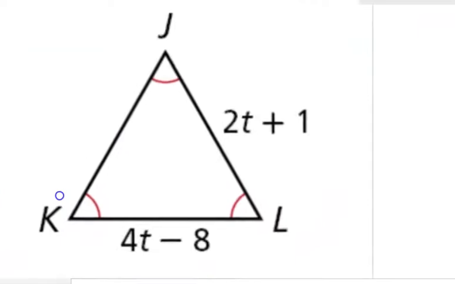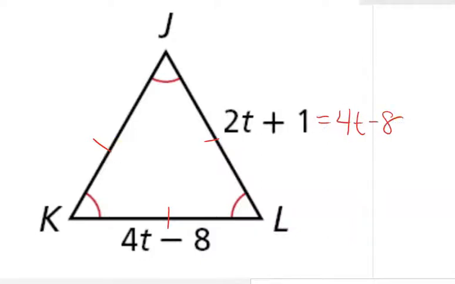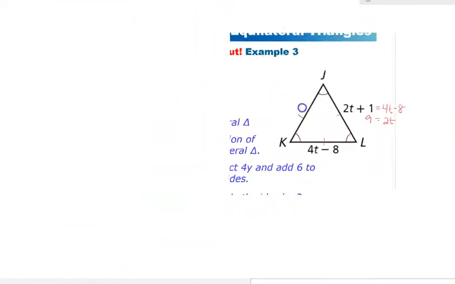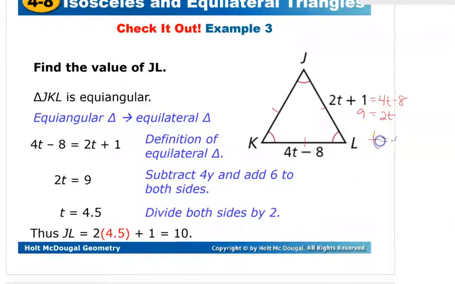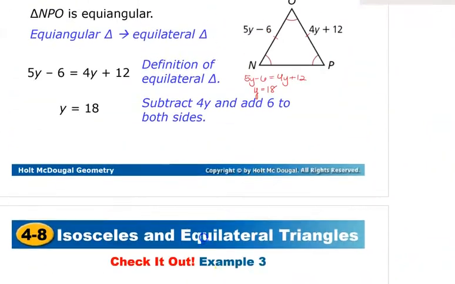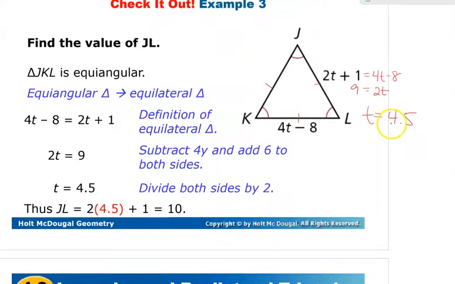Okay, JL, same thing. These sides are going to be congruent because all the sides are congruent. So set this equal to the other side. And then you get 4.5, which, looking at this, I think I was supposed to find, nope, just y, okay. And then you're going to plug it back in to find JL, so 2 times 4.5 plus 1, I get 10. So make sure you double check what you're trying to look for. If you're looking for the variable, you can stop there. If you're looking for the actual side length, you need to plug it back in.